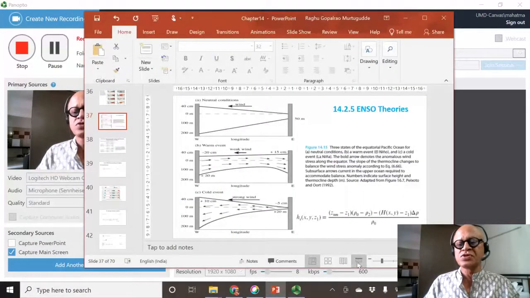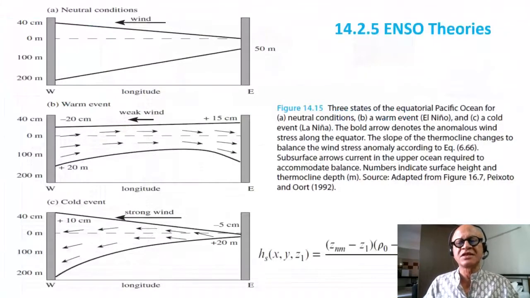So let's move into ENSO theories. As I said, "theories" is not very comforting, because it means we don't have one unique theory that works for all situations or all El Niños, or explains all of the El Niño. This is showing three states of the equatorial Pacific Ocean for neutral conditions, warm event and cold event.